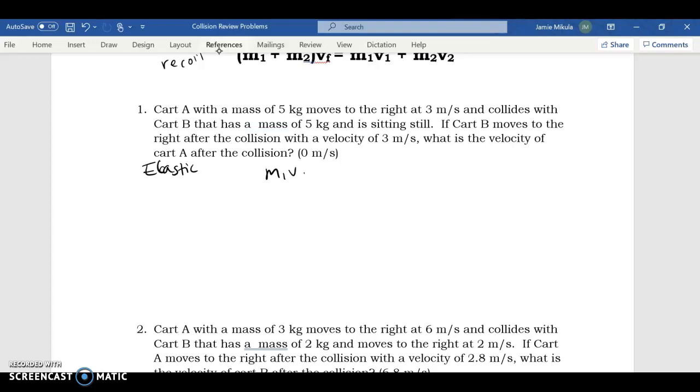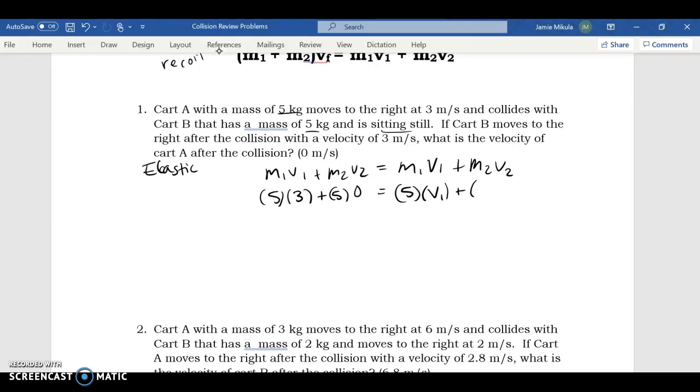So I'm going to use m1v1 plus m2v2 equals m1v1 plus m2v2, and then I'm going to start plugging in. Cart A is 5 kilograms. Velocity is 3 to the right, so that's positive 3, plus a mass of 5 kilograms for cart B, and it's sitting still, so that's 0. They're both 5 kilograms. We're looking for cart A's velocity after. This one's also 5, and afterward this one moves at 3.